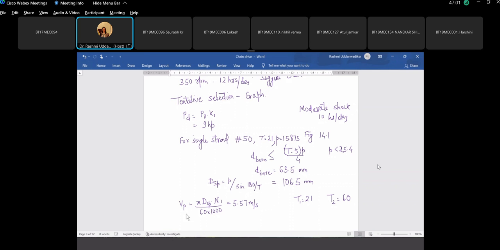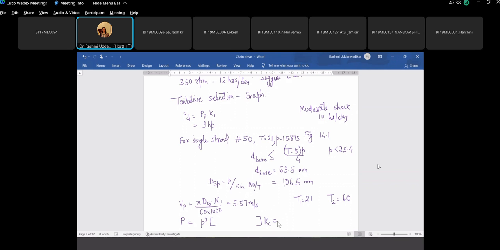Give me what is the power capacity of this roller chain. What is the power transmission capacity of this roller chain using the same formula? P square into this entire bracket to Kc. For a single strand, value of Kc is 1. This will take some time for you to calculate. T is 21, V is 5.57 meter per second. Pitch, you have to take in millimeters. Velocity, you are taking in meter per second.